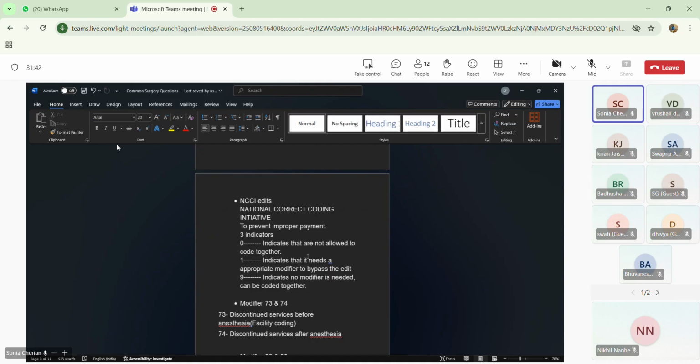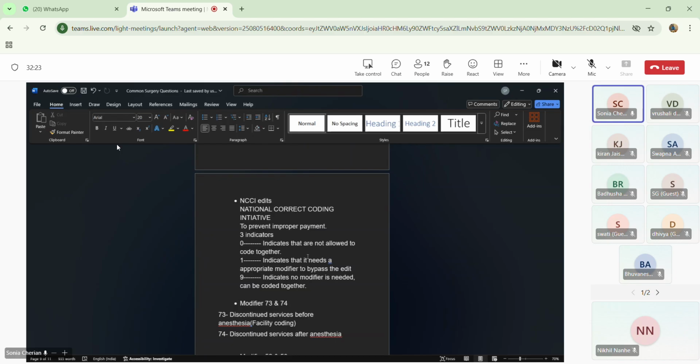So 0 means if the indicator shows 0, then we need to understand that those two CPTs cannot be coded together. So for example, we will enter one CPT in column 1 and the next CPT in column 2. We need to check if these two CPTs can be coded together or not, right? Also, we need to check for the MUE unit, right? Medically Unlikely Edit. So all these, they will ask you what is MUE. This is also one kind of interview question.